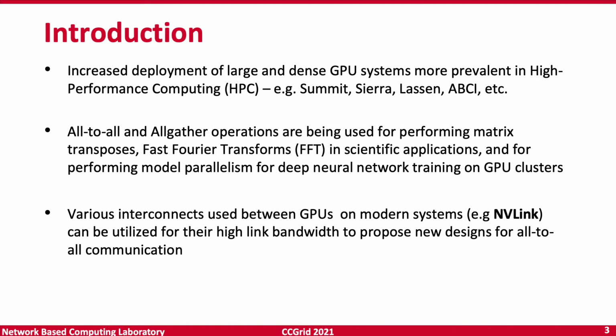In the past, plenty of research has been done on optimizing point-to-point and collective communication, such as all-reduce and broadcast. However, there is a growing need for optimized all-to-all communication, which is being used in various things like performing matrix transposes or FFT, so fast Fourier transform, in scientific applications, or also more recently in performing model parallelism for deep neural network training on GPU clusters. This makes it vital to have an in-depth study of all-to-all MPI communication operations on various systems, and then also to adapt new designs that enhance performance while utilizing available interconnects and new architectures for next-generation dense GPU systems.